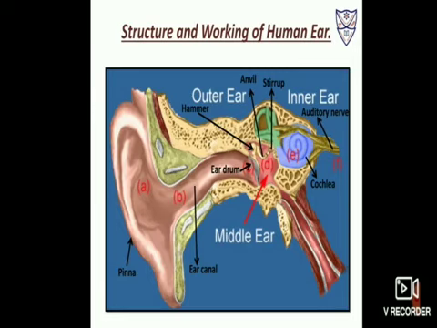When this amplified vibration reaches the cochlea, what is the work of the cochlea? It converts this amplified vibration into nerve impulses and sends them to the brain through the auditory nerve. What is the work of the brain? The work of the brain is to decode this nerve impulse and help us recognize that sound, meaning it decodes the nerve impulse into a specific sound. So we are able to hear the sound. We are able to recognize where the sound is coming from or who is calling us.